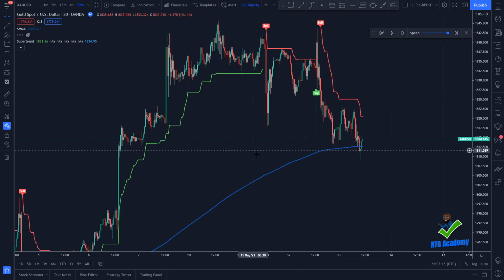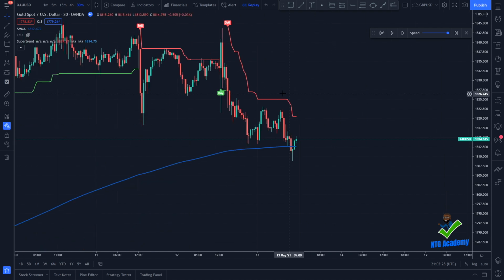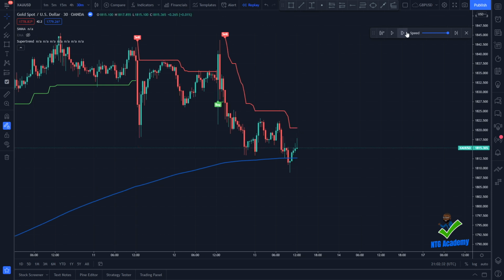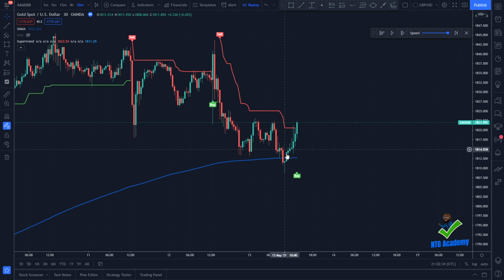So this is what we want to look for. If the market is above the 200 SMA, we are only looking for buys, okay? And if the market is below the SMA, we are only looking for sells, okay? So in this case, we're only looking for buys. And what we need to do is wait for the market to cross over the super trend to give us a signal to buy, okay?